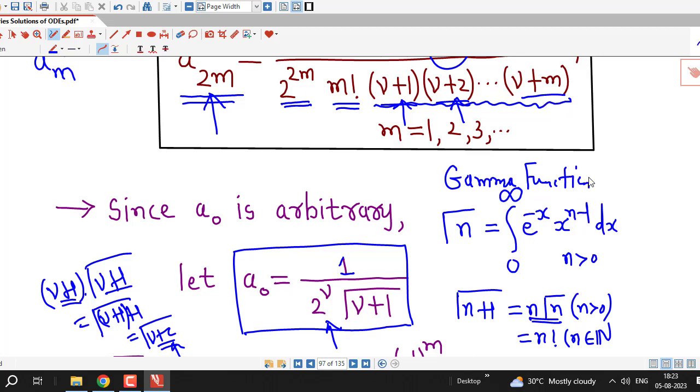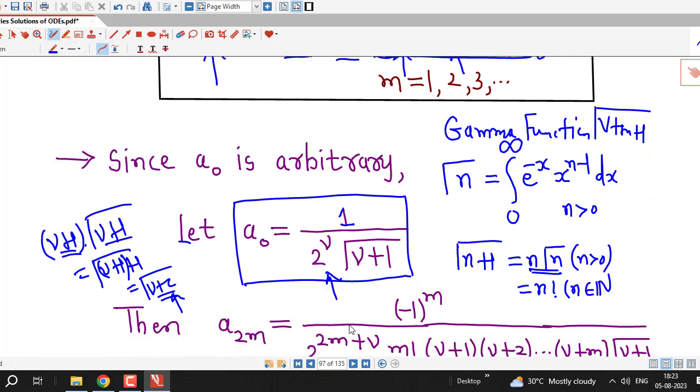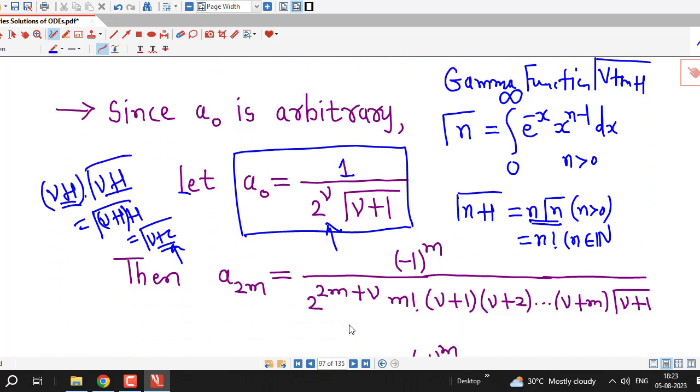and so on. Finally, we will be able to write down this product as gamma function of nu plus m plus 1. So that is the reason for this choice of arbitrary constant a0. So in the next step, we are putting a0 equal to 1 over 2 raised to nu gamma nu plus 1. So that I have written here.